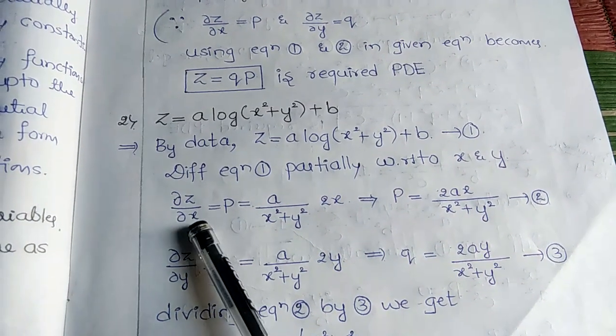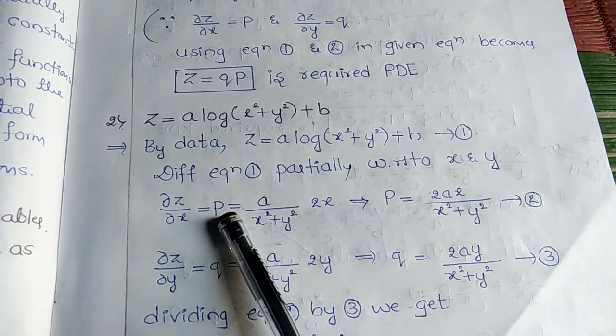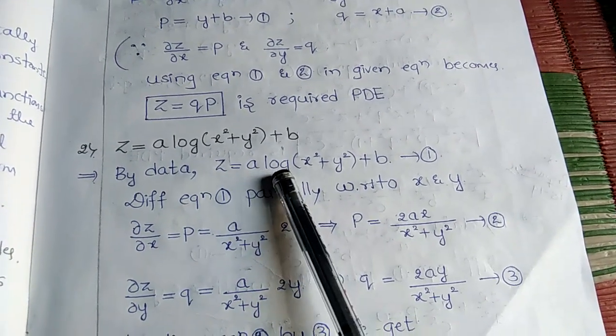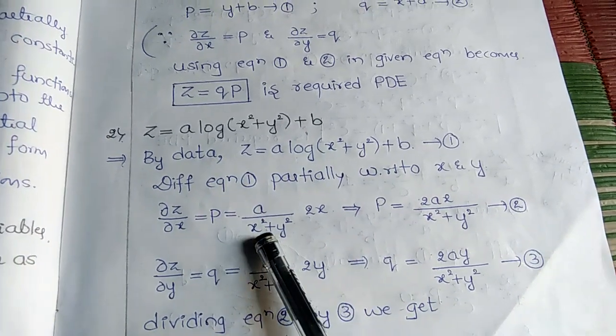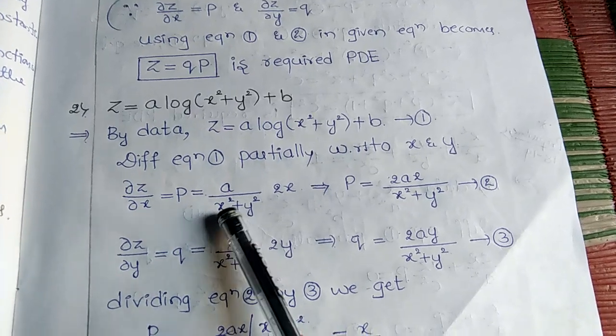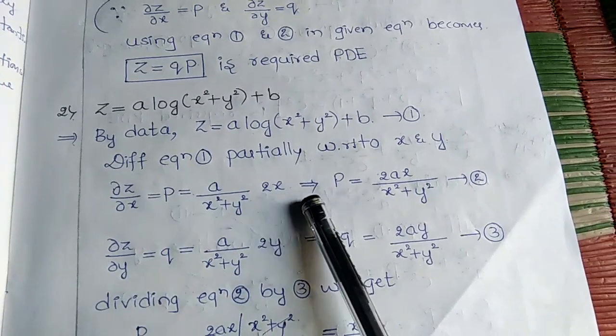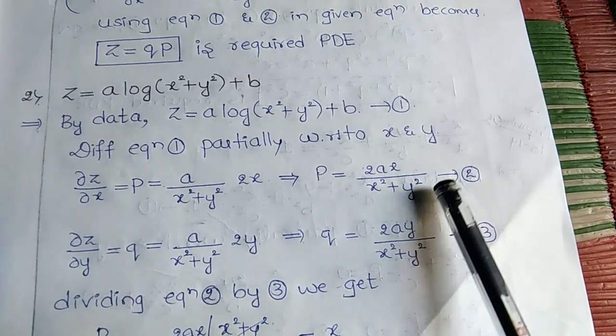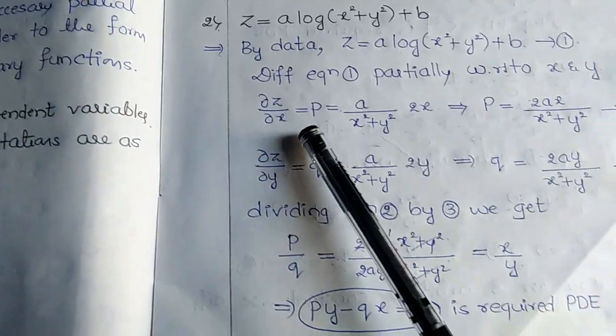So dou z by dou x is equal to p is equal to, a is kept as it is. What is the differentiation of log x? 1 divided by x. So it is nothing but 1 divided by x square plus y square. Differentiation of x square is 2x. This implies p is equal to 2ax divided by x square plus y square. Call this equation 2.